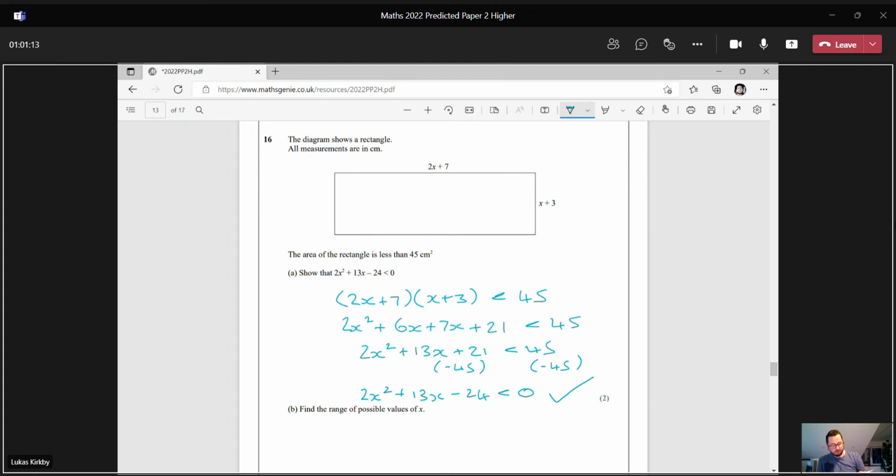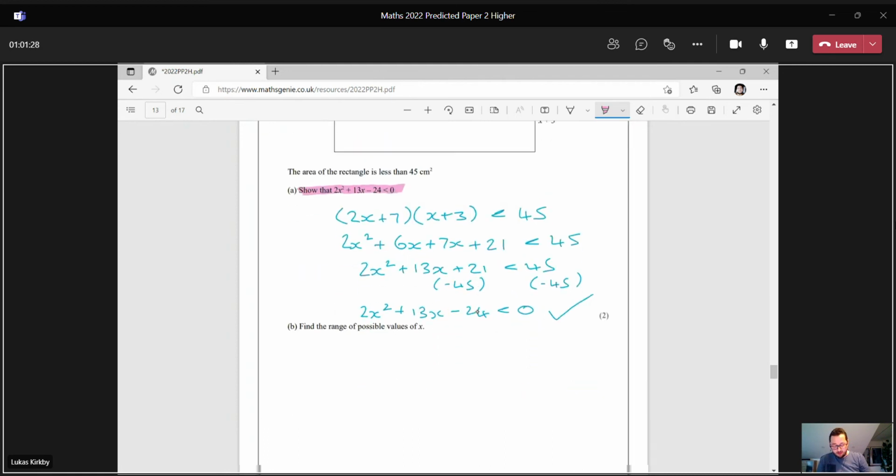Lovely. So again, just a little tip as we move forward. So this says show that this. Now the reason they do show that is because if you can't do that, you can still use that in part B. So don't worry if you don't get part A, because we can use that in part B.